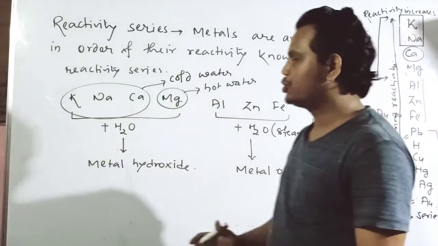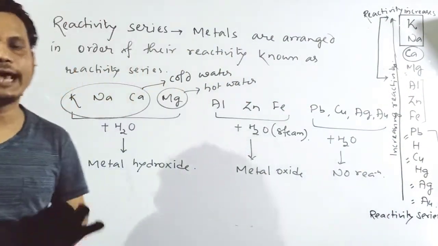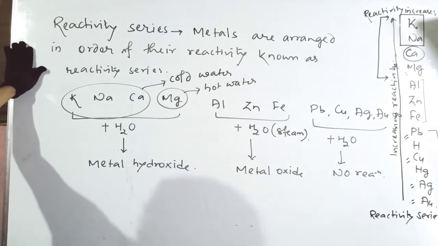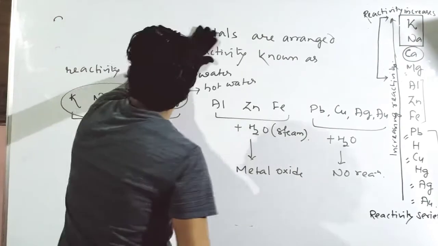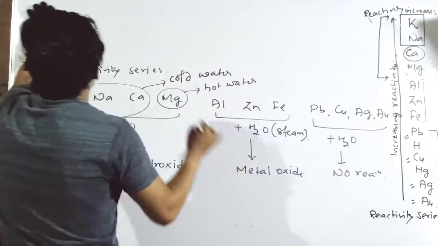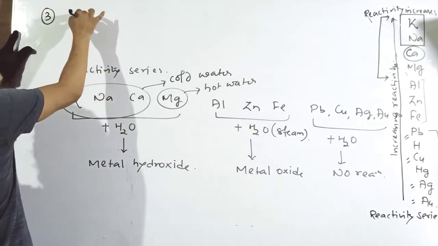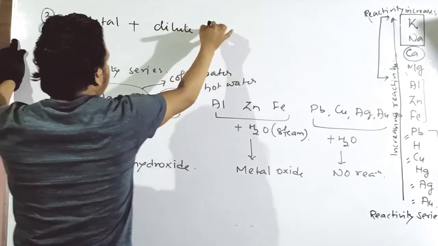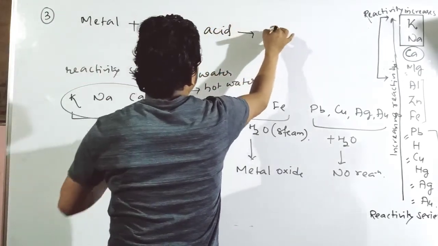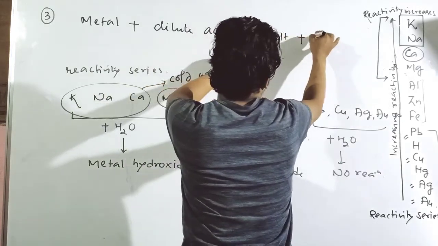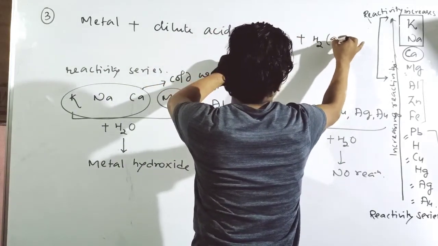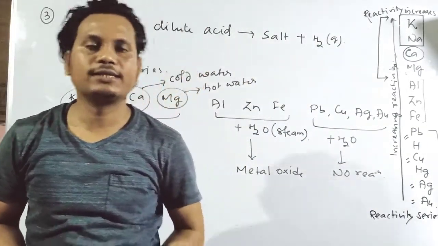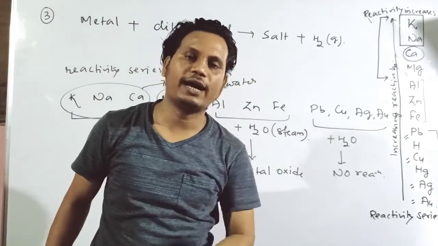Now the third reaction of metal is with dilute acid. So now we will discuss the reaction of metal with dilute acid. Third one is metal plus dilute acid. This will give us salt and hydrogen gas. So when metal reacts with dilute acid, the product will be salt and hydrogen gas.